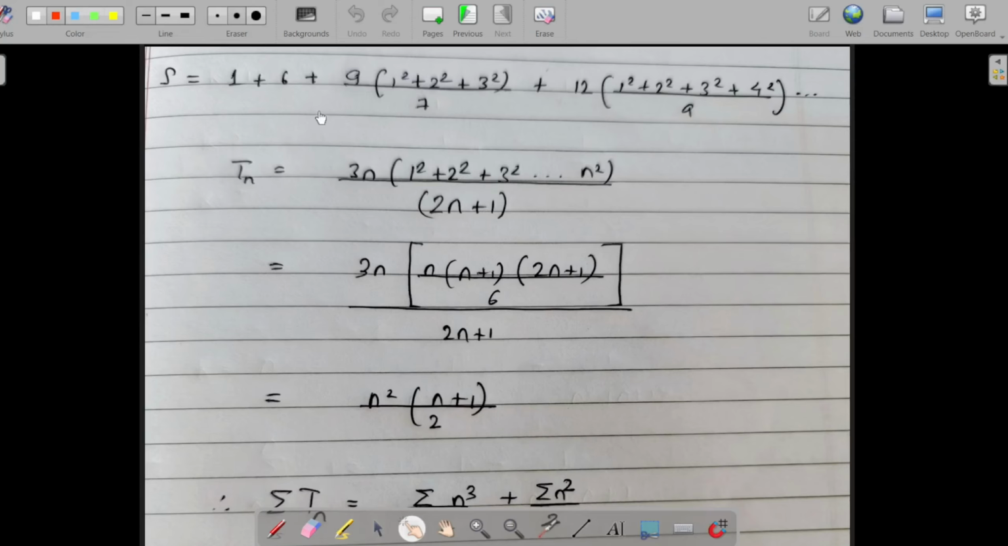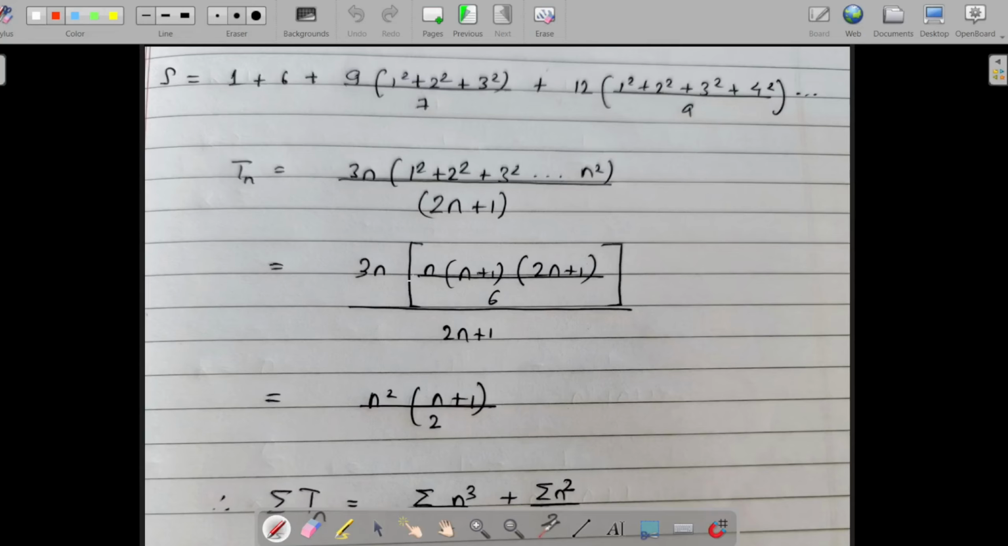And now once you substitute n is equal to 1, you will find automatically you get 1 here. See, 3 into 1 upon 3, that is 1. Similarly, n is equal to 2: 3 into 2 into 1 square plus 2 square upon 3 into 2 plus 1. Again, it will get cancelled down and you will get 6 as the second term. So this is what I was saying, that sometimes the first two terms won't tell you the pattern, but when that happens, focus on the bigger terms.